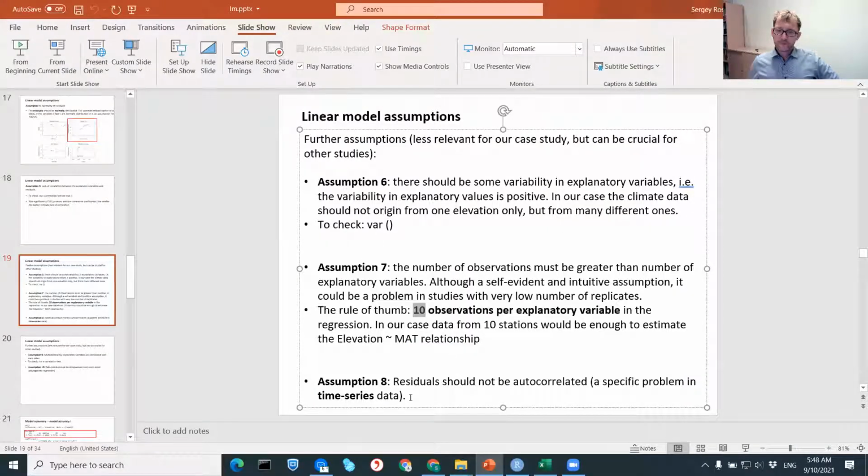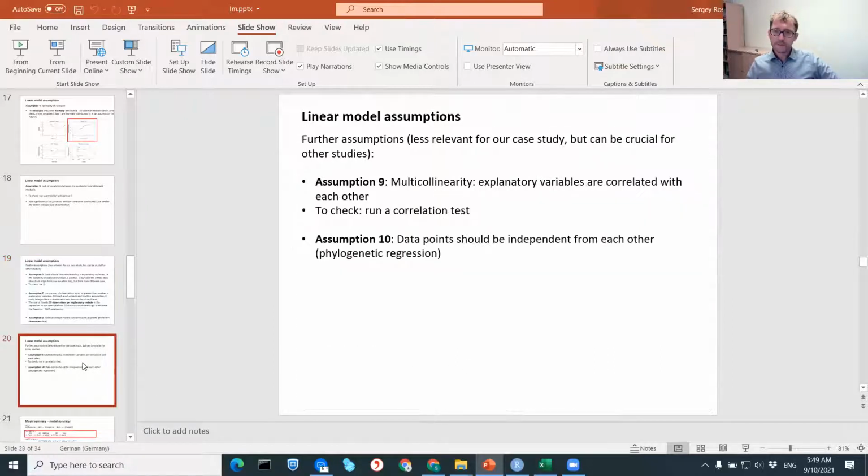Right. There's also some problem when you work with time series data. So any changes in time, the residuals should not be autocorrelated. So we're going to skip it for now because it's a kind of complex thing. All right, the ninth assumption.